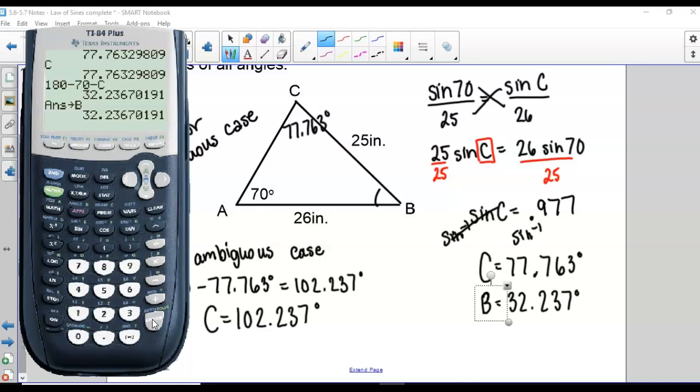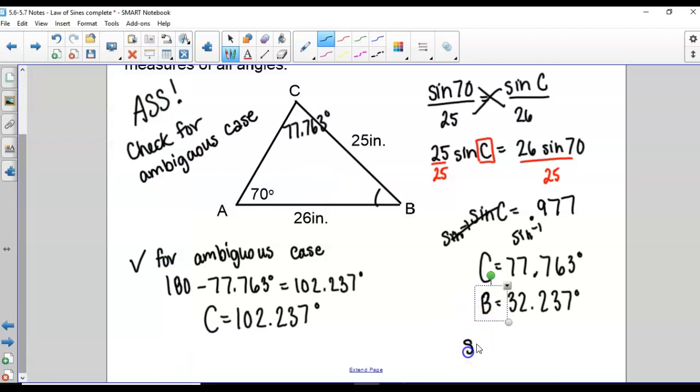And so I need to find side B. I guess side B is all I've got to find, right? So to find side B, I'm going to use law of sines. I'm going to say sine of that 32.237 over B equals, you technically can use either set of these, A or C. I always go for A because it was given in the problem and it's not been rounded, so you know it's right. So it equals sine of 70 over 25.